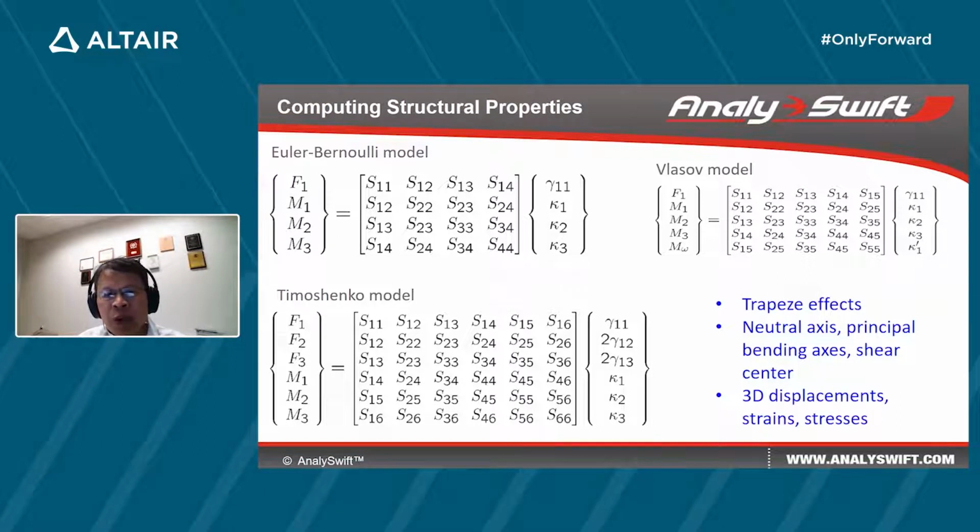WEBS can also compute the trapeze effect, which is the fact that the torsional stiffness increases due to the centrifugal force. WEBS can also compute the neutral axis, principal bending axis, and shear centers for beams made of composites and with complex geometry, and can also recover 3D displacements, strains, and stresses.